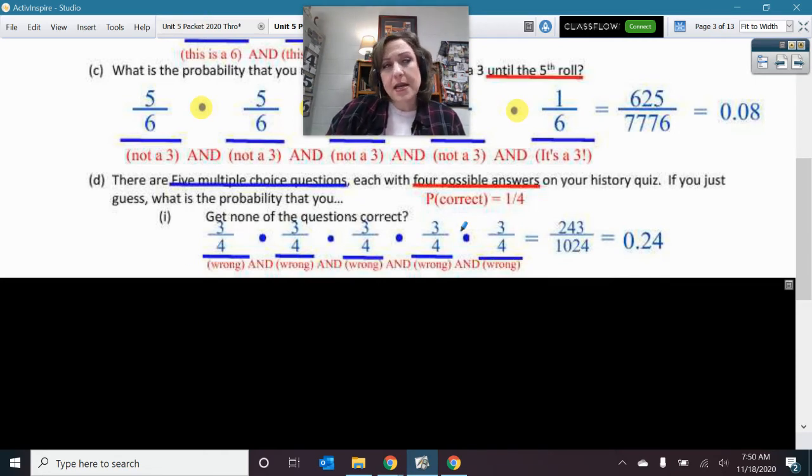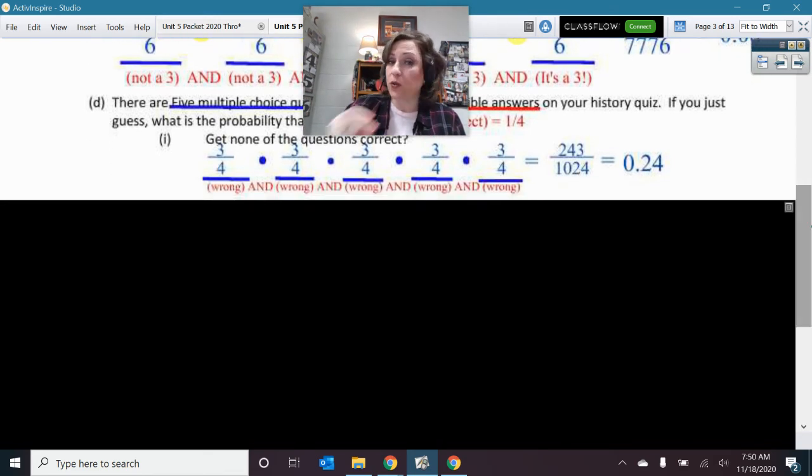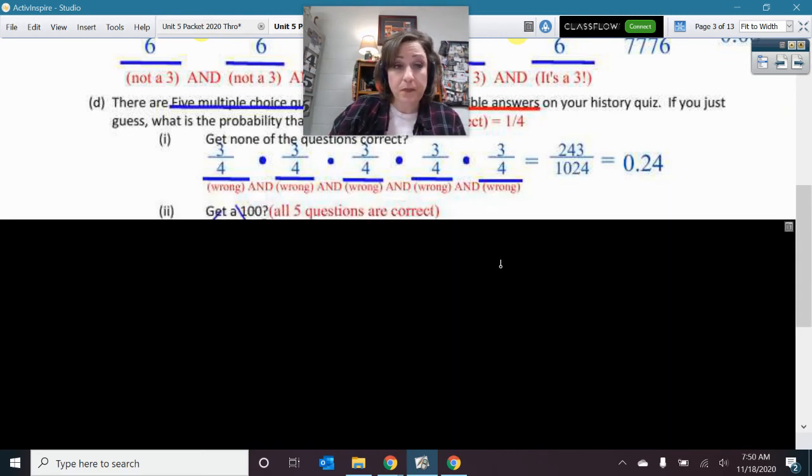Okay. At first I'm kind of writing everything out so you can see what happens. But as we go through this unit, I'll do that less and less and just jump to the shortcut way of writing it. But at first, I'll show you how I came up with those amounts.